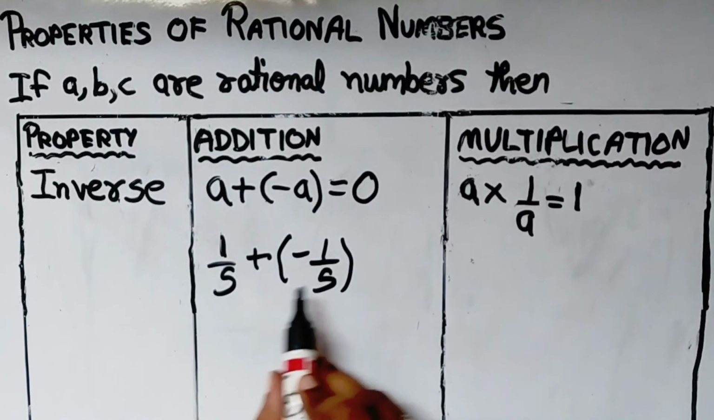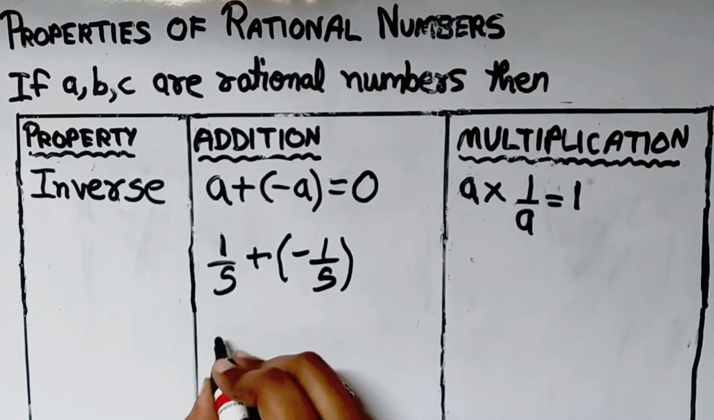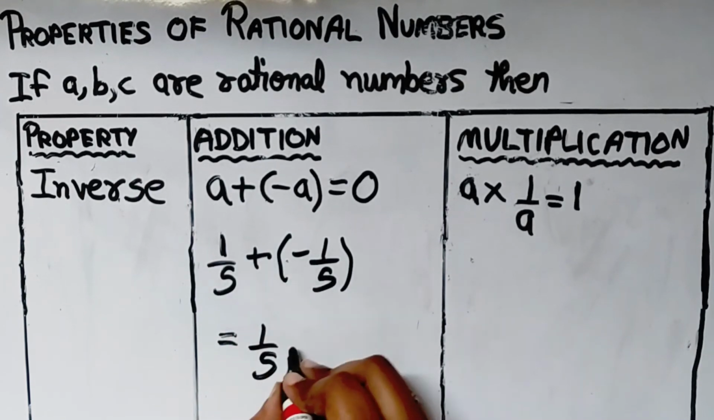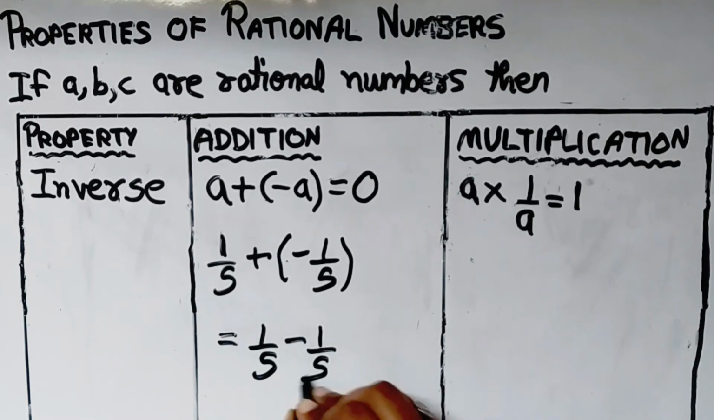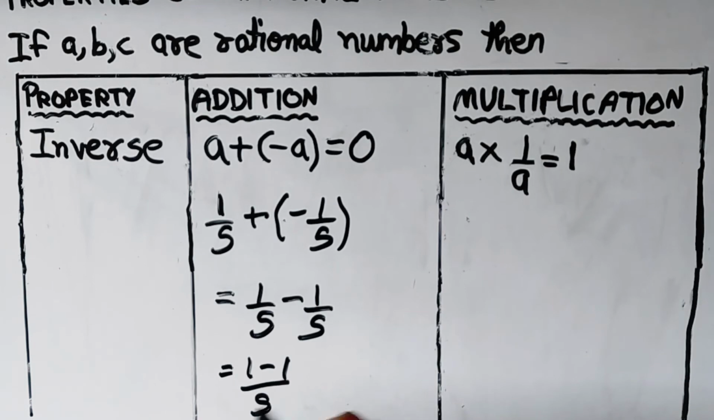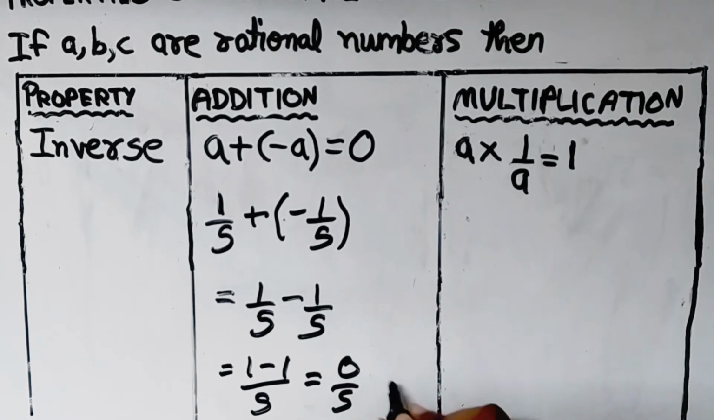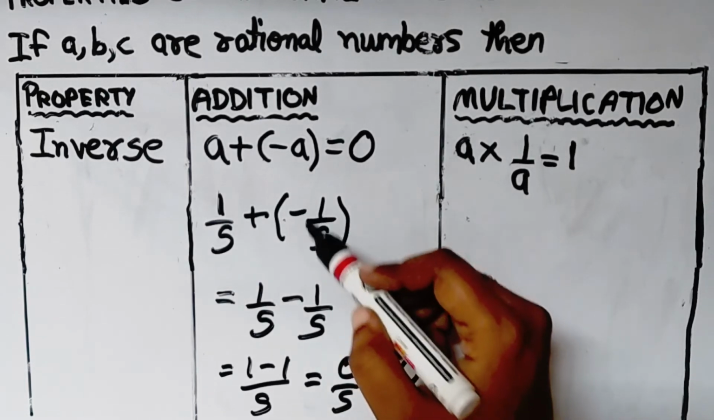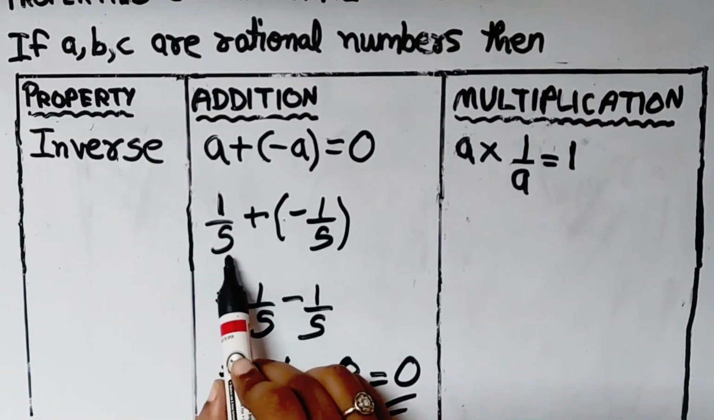See, 1 upon 5 plus minus 1 upon 5. So what we will get? 1 upon 5 plus minus will become minus 1 upon 5. So it will be 1 minus 1 upon 5, which is equal to 0 upon 5, which is equal to 0. So here we are getting 0. So this minus 1 upon 5 is the additive inverse of 1 upon 5.